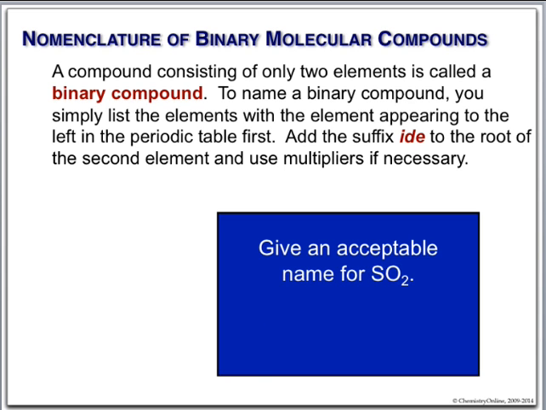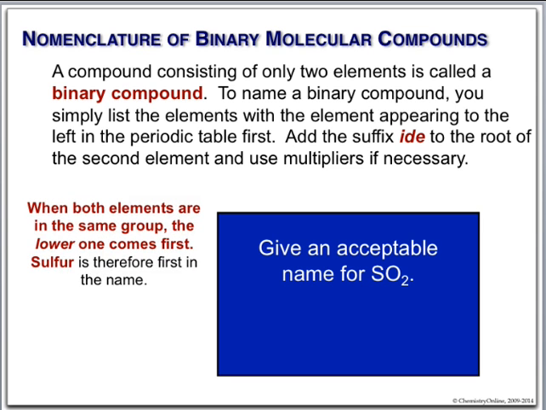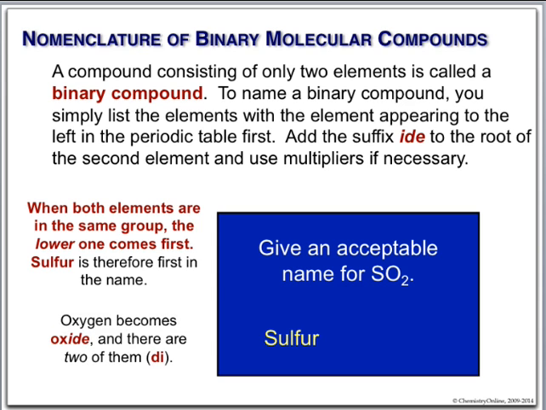1 sulfur, 2 oxygens. We don't use mono, because we only have 1 first element. So our first word is going to be what? Just sulfur. Here we have 2 oxygens. It's going to be an oxide, isn't it? How do you say 2? Well, the prefix is di. So this is sulfur dioxide.